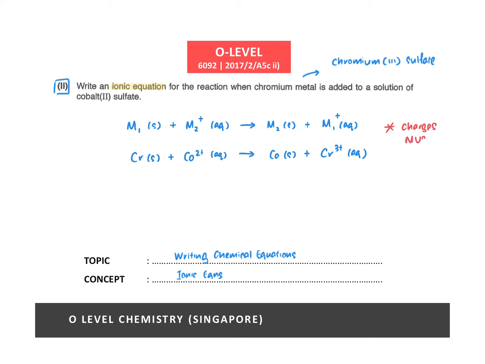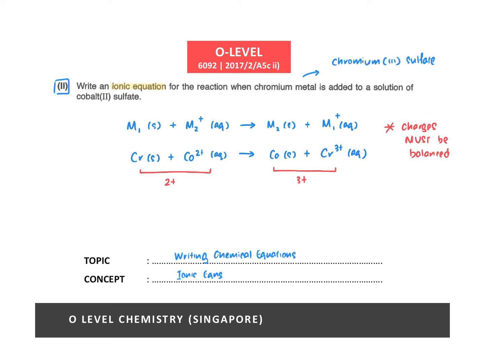must be balanced. Okay, what do we mean by that? It means that the overall charge in the reactants must be equal to the overall charge in the products. So let's check. In this particular equation, the total charge of the reactants would be 2 plus, and the total charge in the products is 3 plus. So we can see that the charges are not balanced for this equation that we have written.